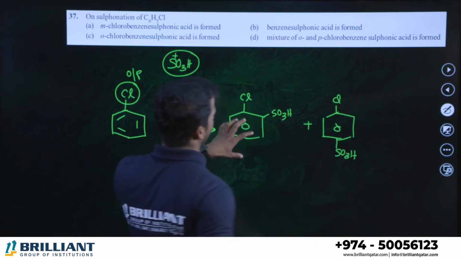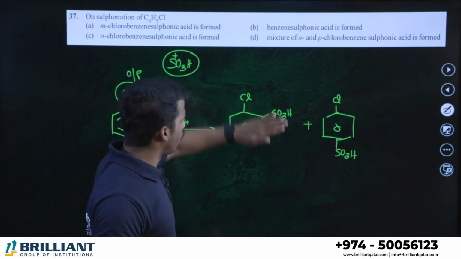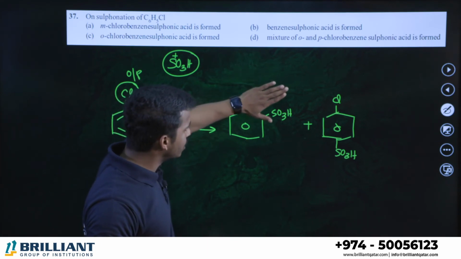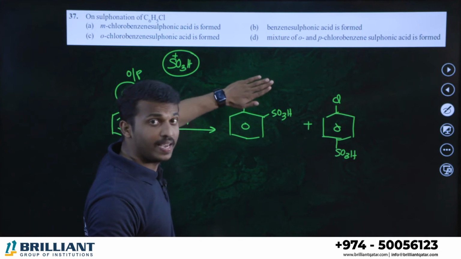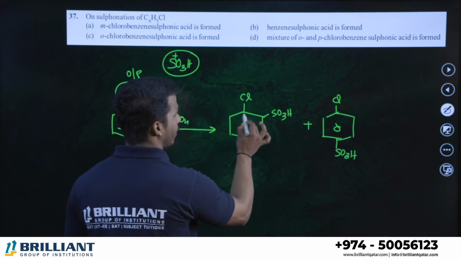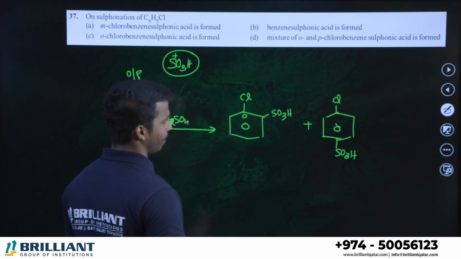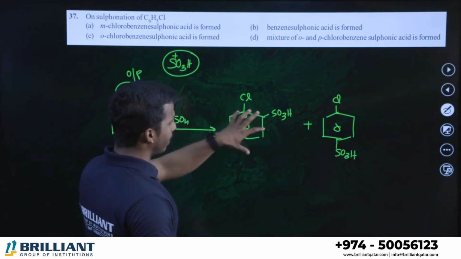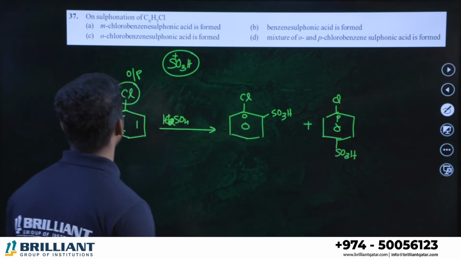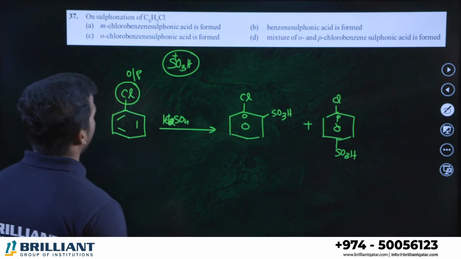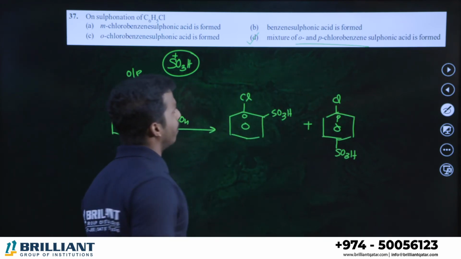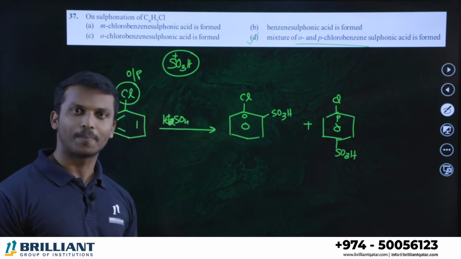Benzene with the SO3H group is called what? Benzene sulfonic acid. Sulfonic acid is the major group here. This is the ortho position, so ortho-chloro benzene sulfonic acid and para-chloro benzene sulfonic acid. So your answer is a mixture of ortho and para-chloro benzene sulfonic acid as the products.